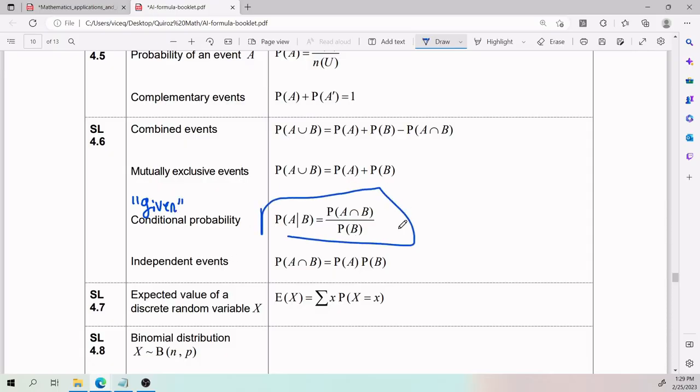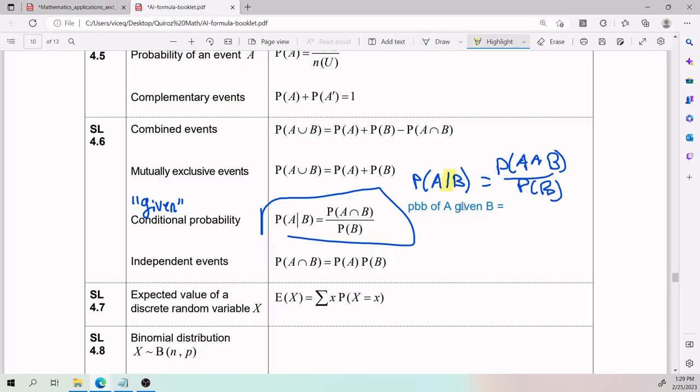It is this guy here. The way you read this is probability of A given B equals that whole thing. Probability of A given B equals that, the formula. Point is, this line here is your given. Anyways, that is where I'm getting this formula from, just so that you know.